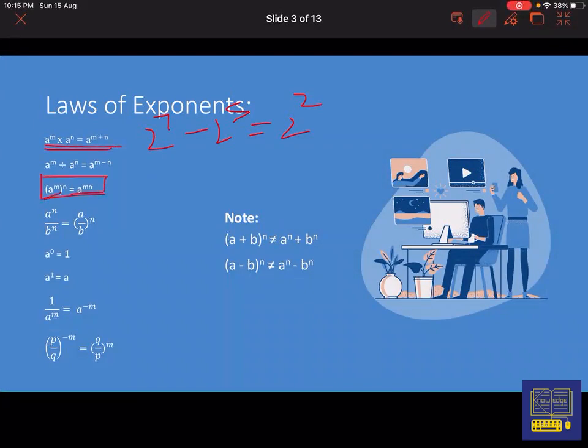Over here, it was a to the power of m into a to the power of n. But over here, it's a to the power of m, the whole to the power of n, right? So that's basically writing 2 to the power of 7, to the power of 5. And that is 2 to the power of 7 into 5, which is 2 to the power of 35.